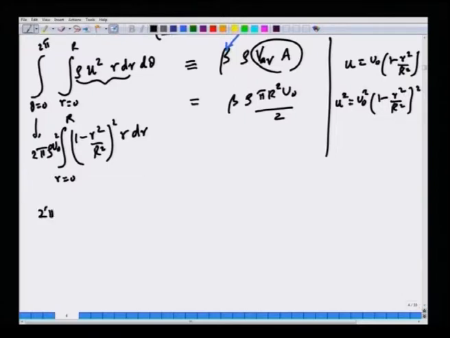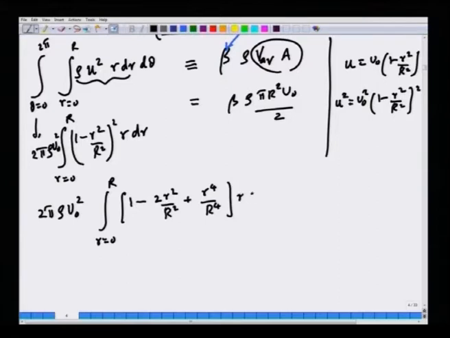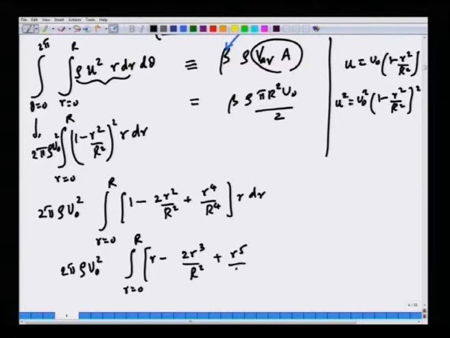So, 2 pi rho u naught squared, with r from 0 to capital R. Let us expand the square out. It is 1 minus 2 r squared by R squared plus r to the 4 by capital R to the 4, times r dr. So, 2 pi rho u naught squared. Let me multiply it through by r: r minus 2 r cubed by R squared plus r to the 5 by R to the 4 dr.